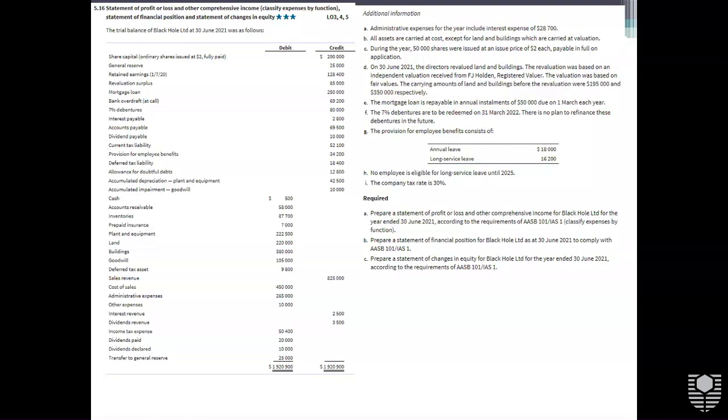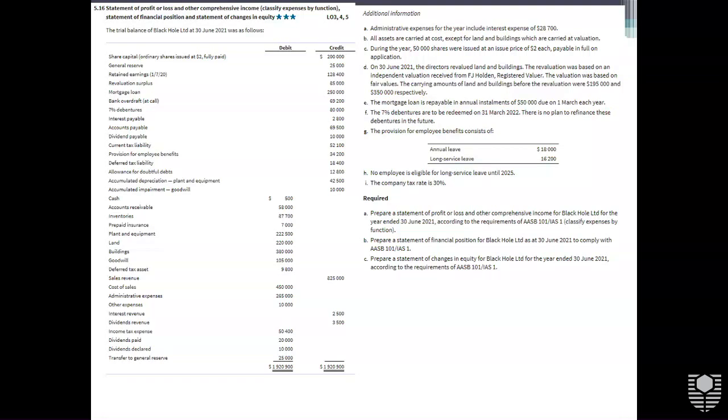Accumulated impairment of goodwill. Goodwill is generally something which is going to last for more than 12 months, unless it is impaired. So it depends. So usually that's non-current, so non-current asset. Now we've got cash, which should be a current asset, accounts receivable current asset, inventory current asset, prepaid insurance current asset, plant and equipment non-current asset, land and buildings, both are non-current assets. Goodwill is an intangible asset.